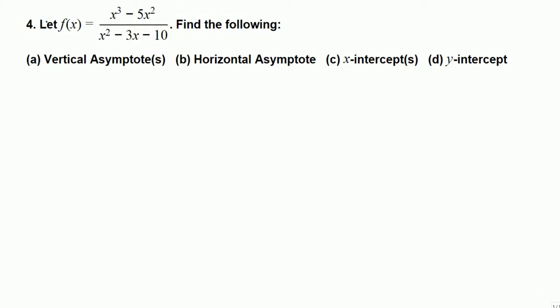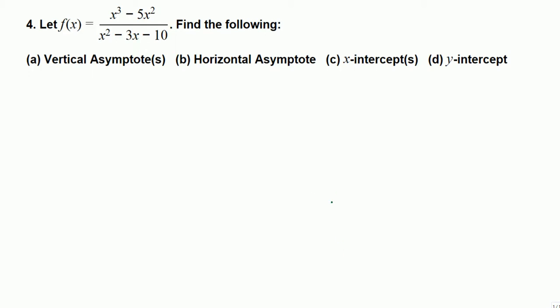Let f(x) be x cubed minus 5x squared over x squared minus 3x minus 10. Find the vertical asymptotes. To find vertical asymptotes, we simplify this function. Simplify means factor the top, factor the bottom, and cross out common factors if there are any.